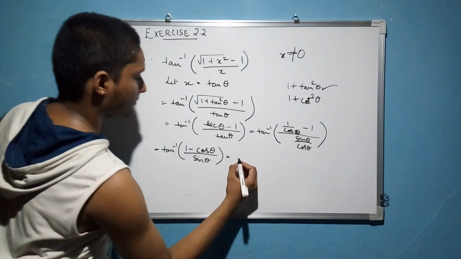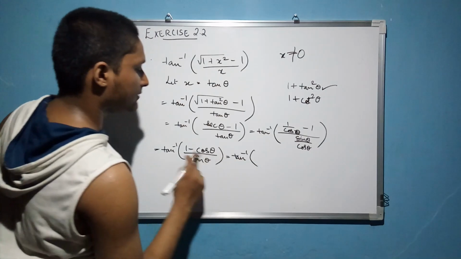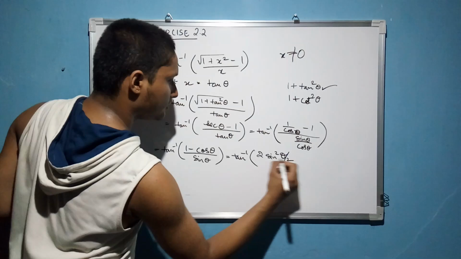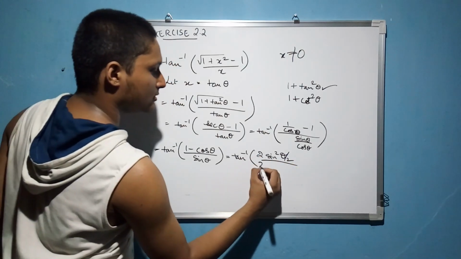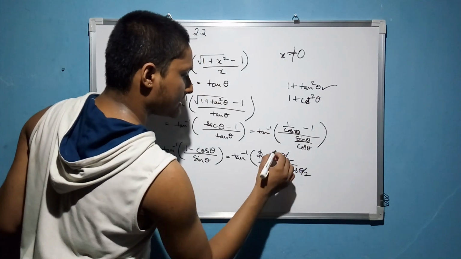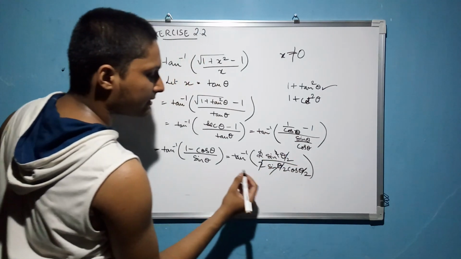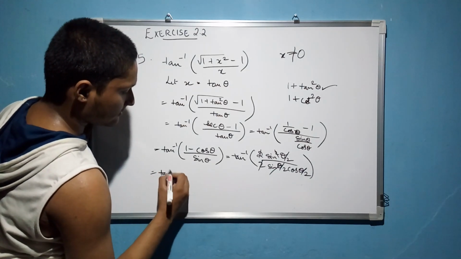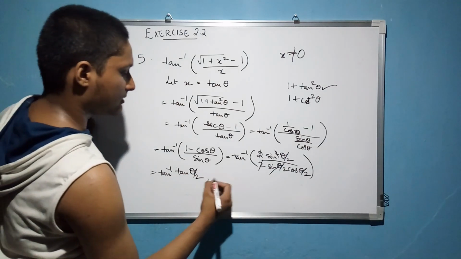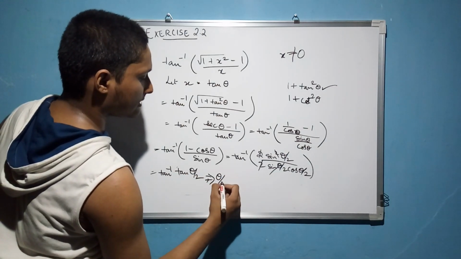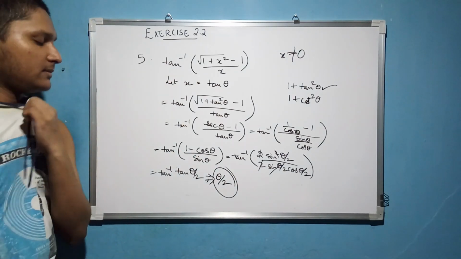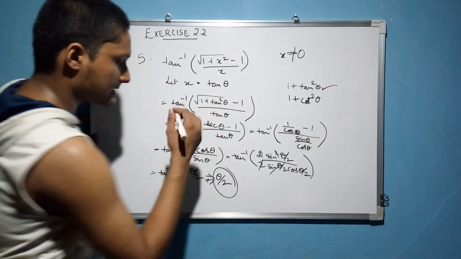So now the thing is we need to do tan inverse. 1 minus cos theta stands for 2 sin square theta by 2, and sin theta is 2 sin theta by 2 cos theta by 2. 2 and 2 cancel, sin and sin cancel. You get tan inverse tan theta by 2. Okay, therefore this comes to be theta by 2 as the answer. Theta by 2 is the simplified form of this given big expression. So what is theta now? Theta is tan inverse x.